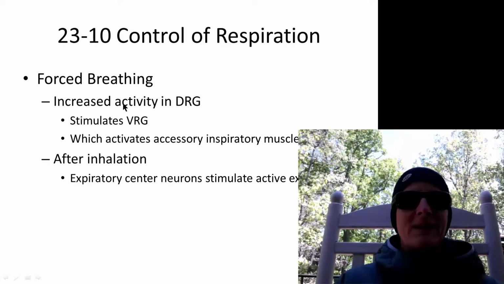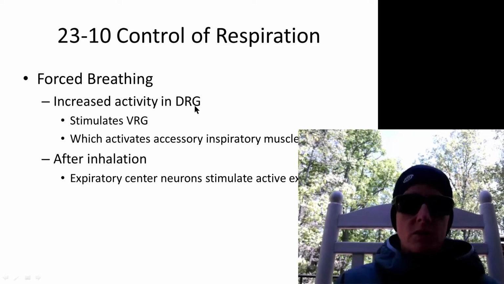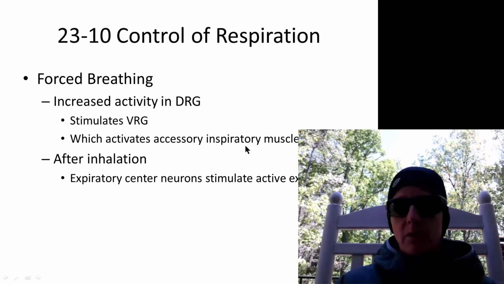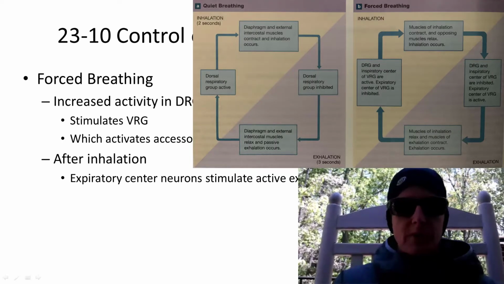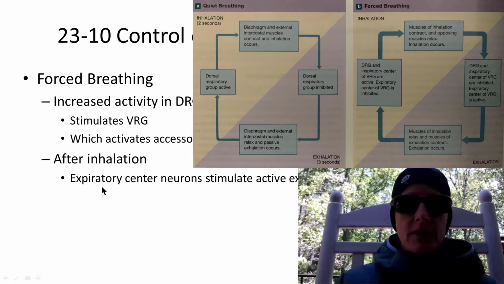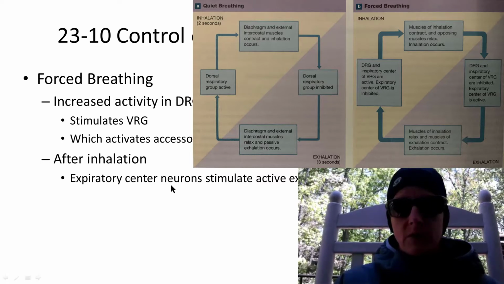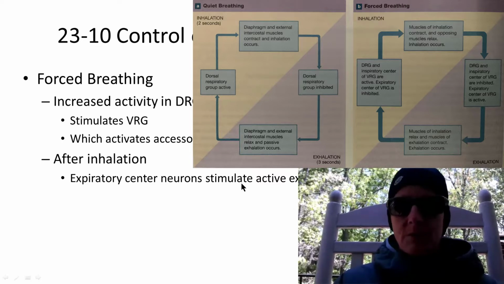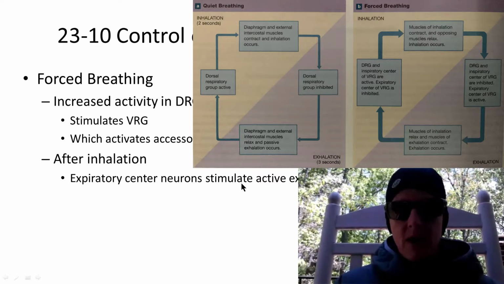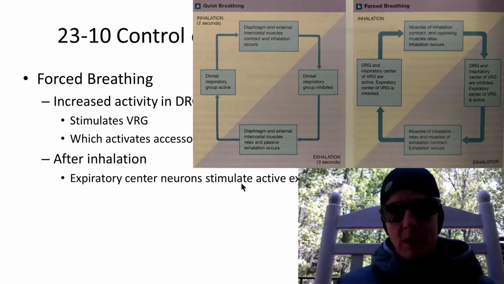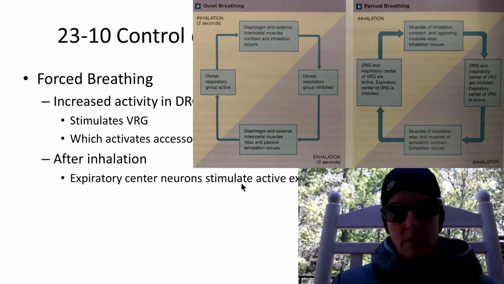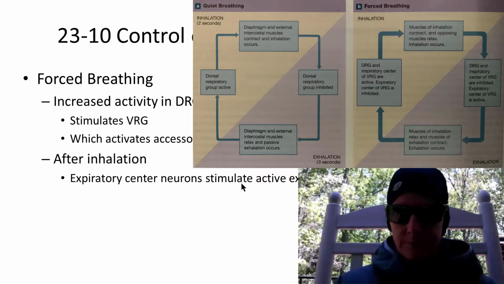Forced breathing is when we're going to increase the activity of the dorsal respiratory group to bring the ventral respiratory group online. And that's going to activate your accessory inspiratory muscles. And there's a nice slide for that that shows sort of the cyclic patterning. Then after inhalation, your expiratory centers, and these are going to be within that ventral respiratory group, are going to stimulate active exhalation. Interestingly, you have a reciprocal inhibition here. So when the inspiratory muscles are working, the expiratory muscles are inhibited, and vice versa.